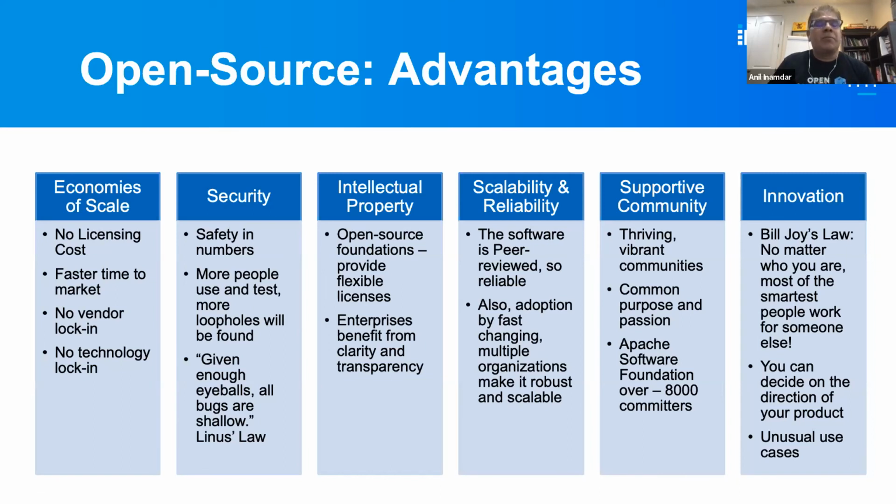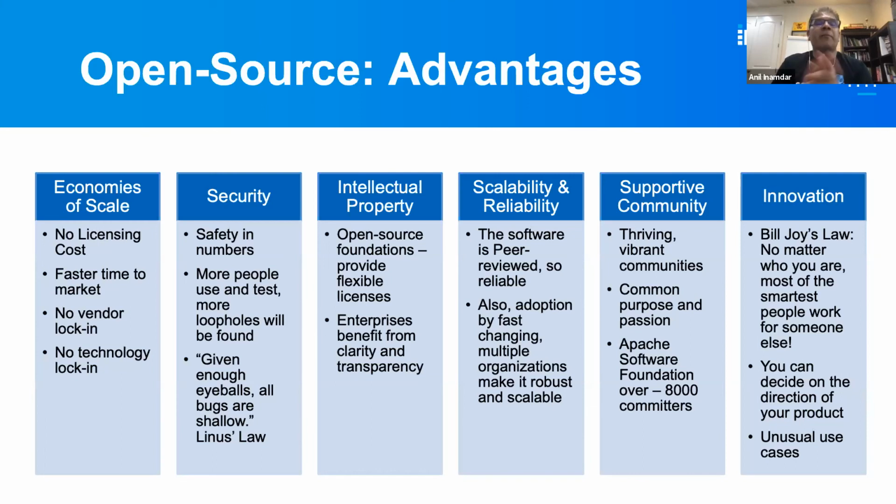The third is intellectual property. Open source foundations provide flexible licensing. Enterprises benefit from clarity and transparency. There are lots of caveats here, and one of the goals of this presentation is to shed some light on that, and we will talk about it. So it's not as straightforward as I make it here. Fourth is scalability and reliability. The software is peer reviewed, so it becomes very reliable. Also, adoption by multiple large organizations like Apple, Netflix, or Uber makes it robust and scalable.